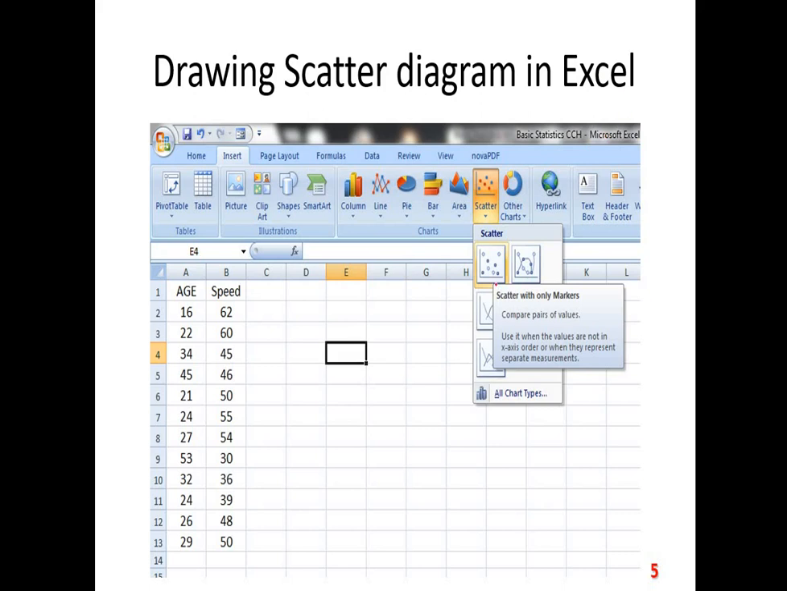We type in the values, as you can see here I have typed in the values, and then we go to the insert menu, and in the insert menu there is a submenu called scatter under charts.